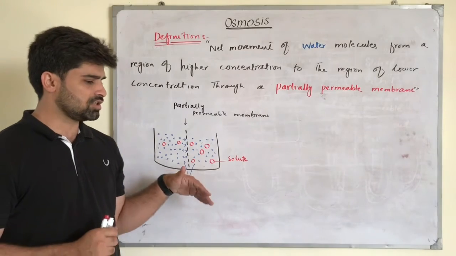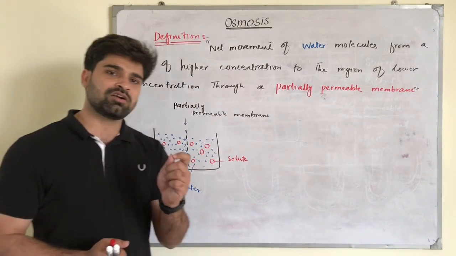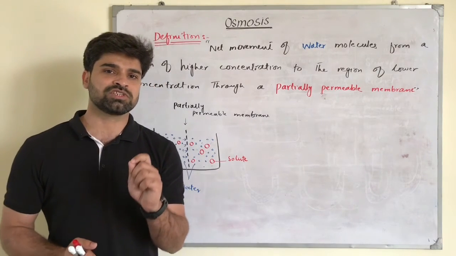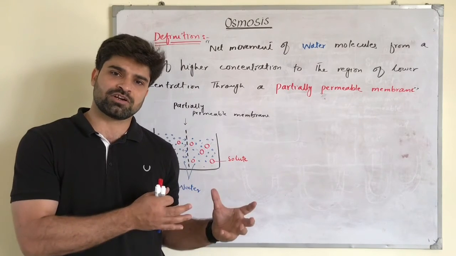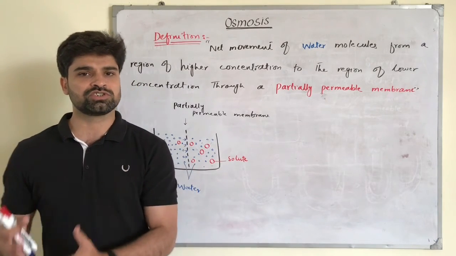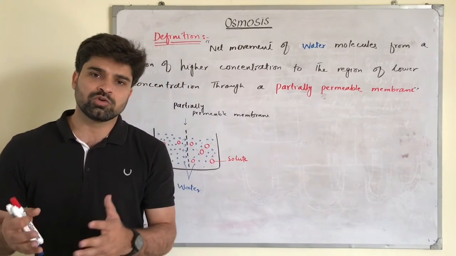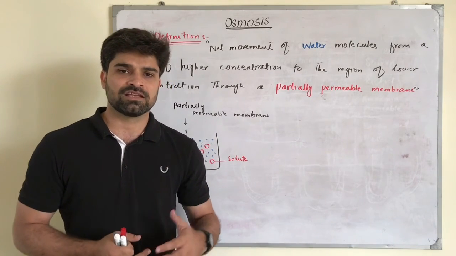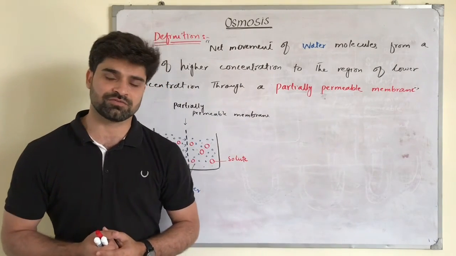So in another way, we can define osmosis as the movement of the water molecules from the solution of higher water potential to the solution of lower water potential through a partially permeable membrane. This is how we can define osmosis in another way.